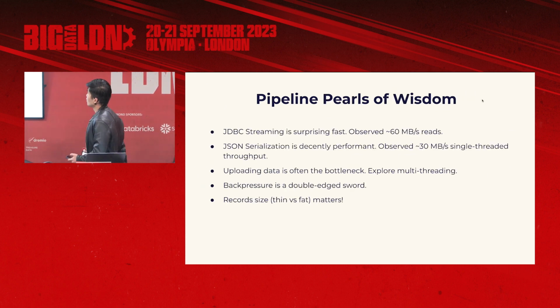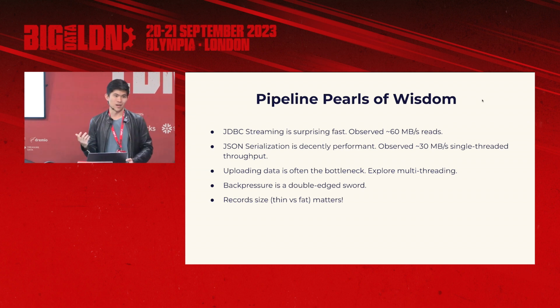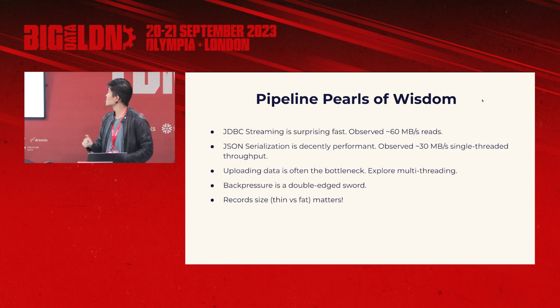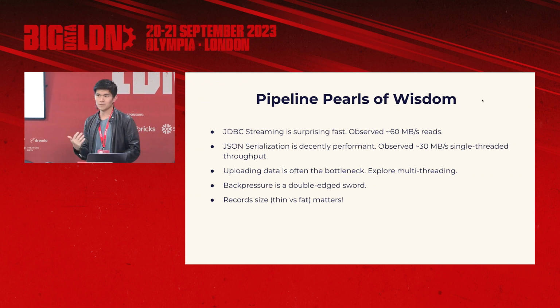Okay, so my last slide here, what I want to leave everyone away with is some pipeline pearls of wisdom. These were interesting nuggets that I myself didn't realize. And after this work, I'm incorporating them into my mental models and my intuition as I design pipelines in the future with Airbyte, hopefully. But yeah, first one is JDBC streaming is surprisingly fast. We could actually read up to 60 megabytes per second. Just obviously, it's very naive, a select star, just reading data out. But I think that's really fast.